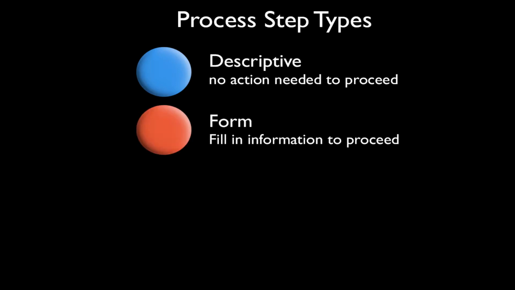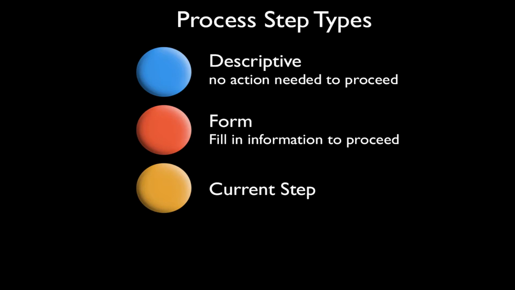A blue step is purely descriptive, meaning that there is no action to take here. This kind of step will contain information that you should read, or it might be a summary of some of the data you have already entered. A red step requires you to take some kind of action before you can proceed. This will mean filling out a form of some sort and submitting it.